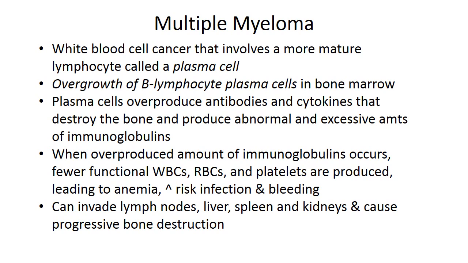This can lead to anemia, increased risk of infection, and increased bleeding. And multiple myeloma, unfortunately, can invade lymph nodes, the liver, the spleen, and the kidneys, and cause very progressive bone destruction as well.